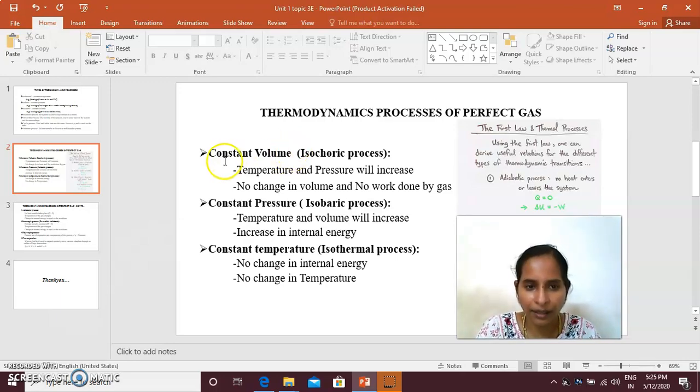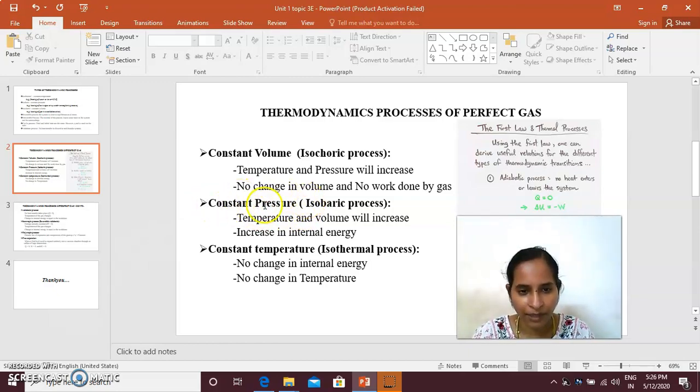At constant volume, what would happen to temperature and pressure? Temperature and pressure will increase, with no change in volume and thus no work done by the gas. Next, the constant pressure process, denoted as the isobaric process. Temperature and volume will increase in this type of process when pressure is kept constant.